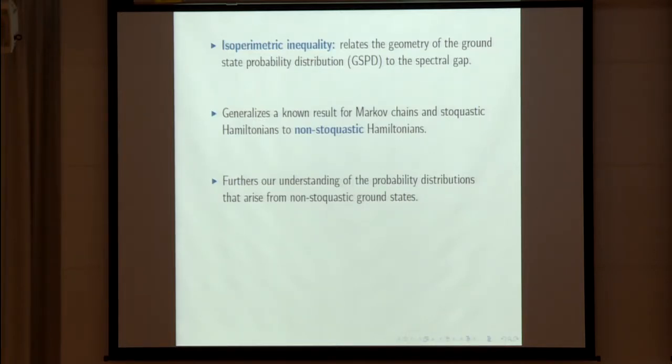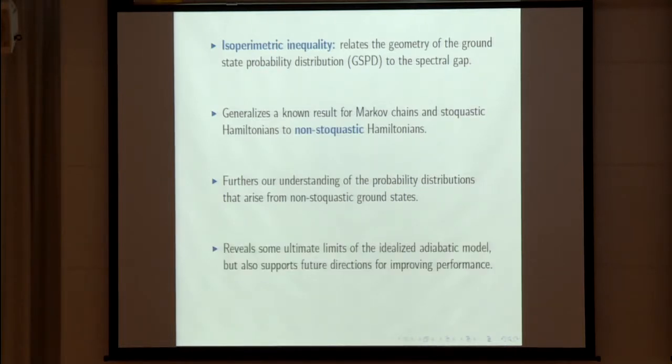Everybody's saying, hey, it would be great to go non-stochastic, so we would like to actually get a better handle on what these probability distributions, what features they might have that make them different. So I think the takeaway from this talk will be that the bounds I present will reveal some ultimate limits of the idealized adiabatic model, where you do computation in the unique ground state of a Hamiltonian for a total runtime that scales polynomially in the number of qubits and the inverse spectral gap. So we'll reveal some limits of that model, but also support future directions for improving performance of quantum annealing, which, as we know, can be much more general than the quantum adiabatic algorithm.